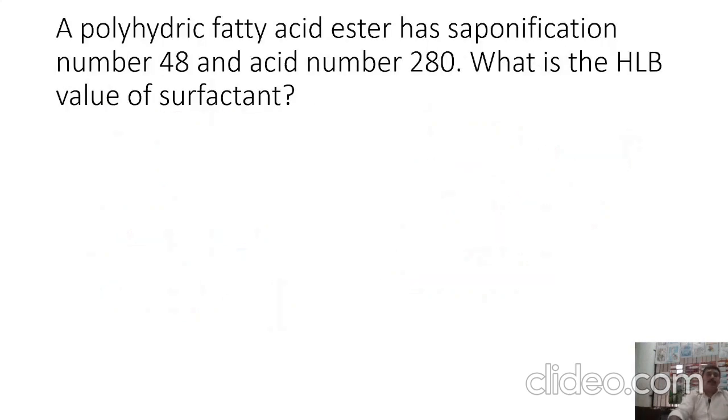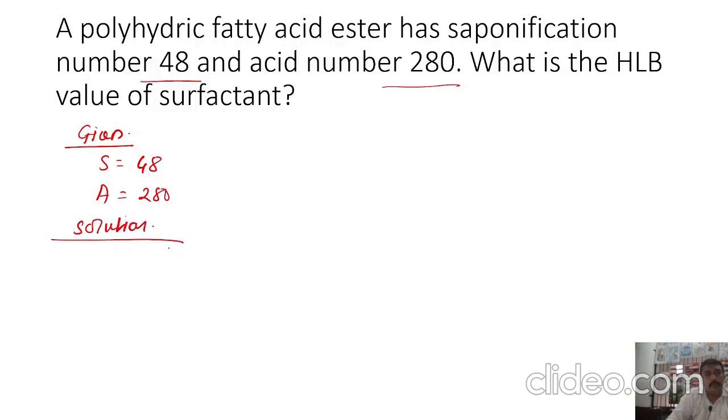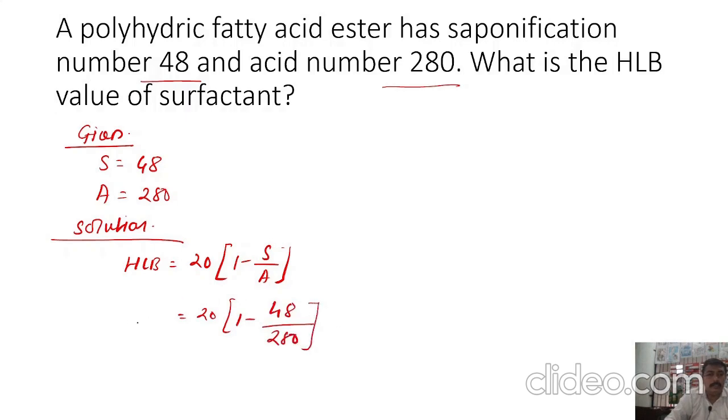Next, again the saponification number has been given as 48, and the acid number has been given as 280. So which are the values given in the problem? They have given the S value, the saponification number, 48. They have given the acid number value A, 280, and we have to calculate the HLB value. So HLB is equal to 20 into 1 minus S upon A.